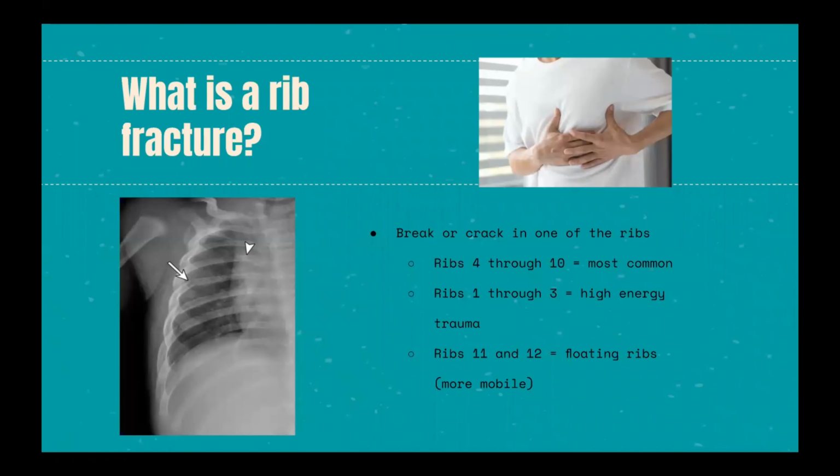So a rib fracture is really common. It's a break or a crack in one or more of the ribs. The more ribs you break, the more severe the complications could be. So ribs 4 through 10 are the most common ribs to break. 1 through 3 are associated with high energy trauma, and then 11 and 12 are the floating ribs, so they're more mobile and harder to break.